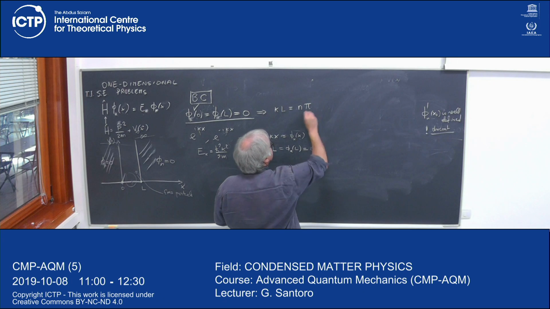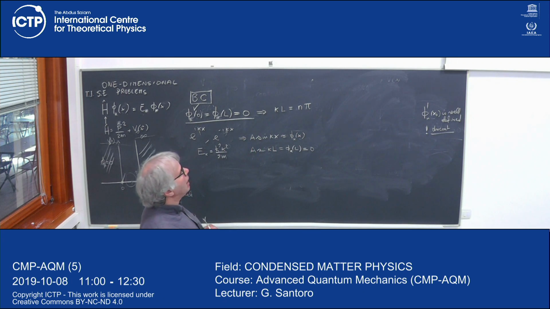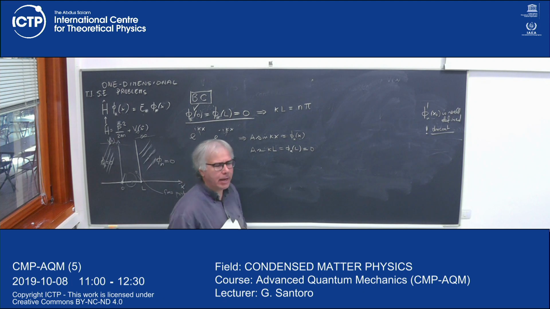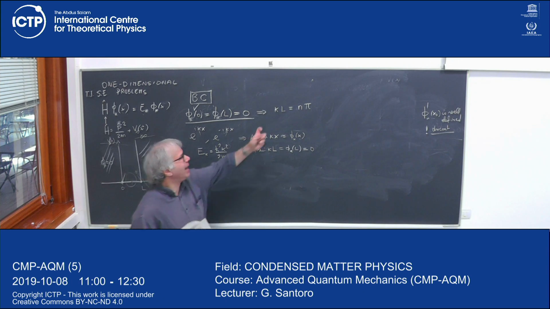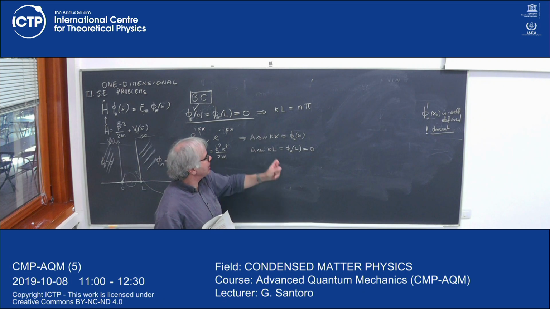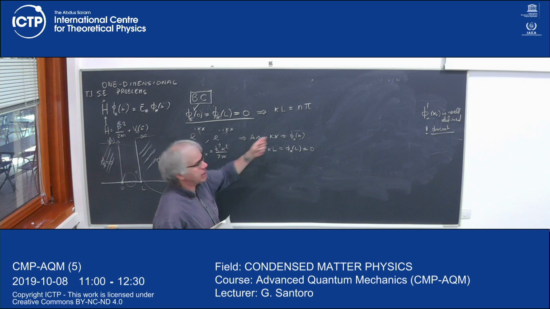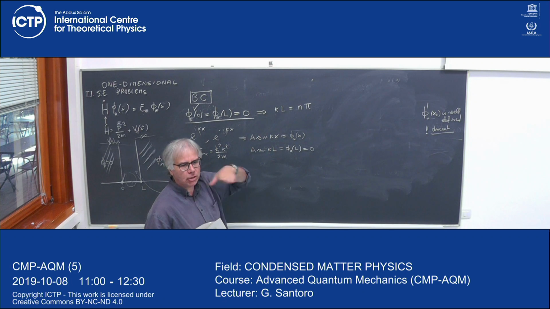Pi. Fantastic. Good. Now, n should be what? Any integer. Is 0 okay? Let's discuss this first. Suppose that n is 0. If n is 0, k is 0. If k is 0, I have the sine of 0, which is 0. So the wave function is 0. Is this okay? Do you like wave functions that are 0 everywhere?